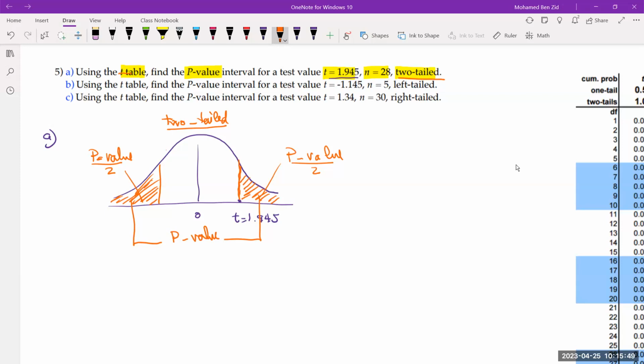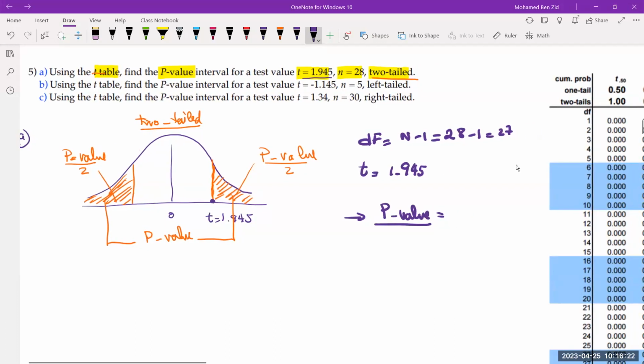Now, knowing this, and knowing the degree of freedom, which is n minus 1, 28 minus 1, which is 27, and knowing the t-value, it's going to be 1.945. I want to determine what is the alpha, well, it's not alpha, it's the p-value. All right, I want to determine what is the p-value. So what I'm going to do, I'm going to go to degree 27 first. I'm using the t-table, by the way.